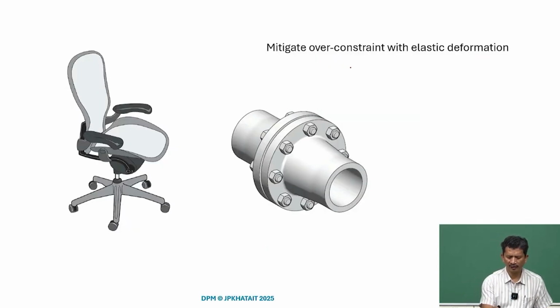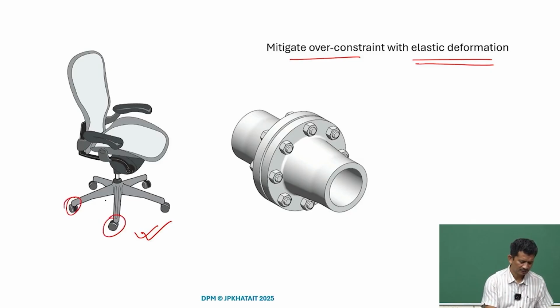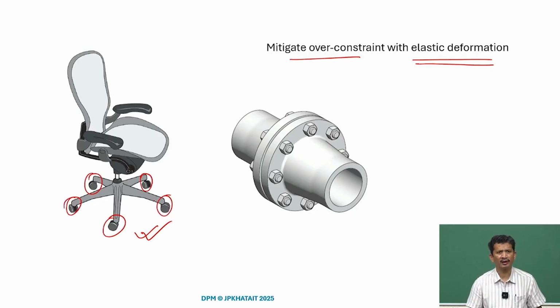There are many examples where we have over constraint and we mitigate using elastic deformation. For instance, chairs have many contacts. In this case we have 5 contacts, but they all have some elasticity, and because of that it makes contact to the surface even if it is not flat, and we can avoid rocking. Another example is the bolted flange.